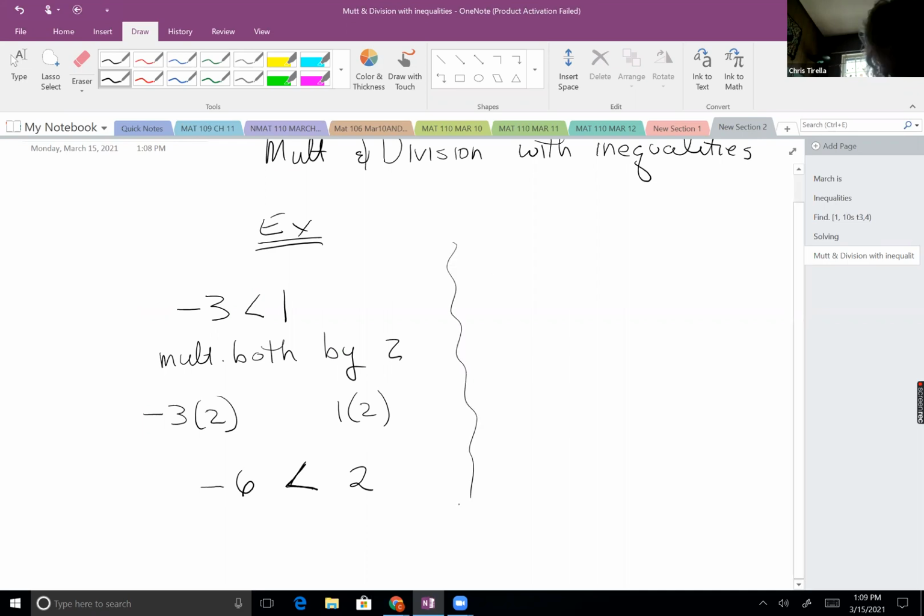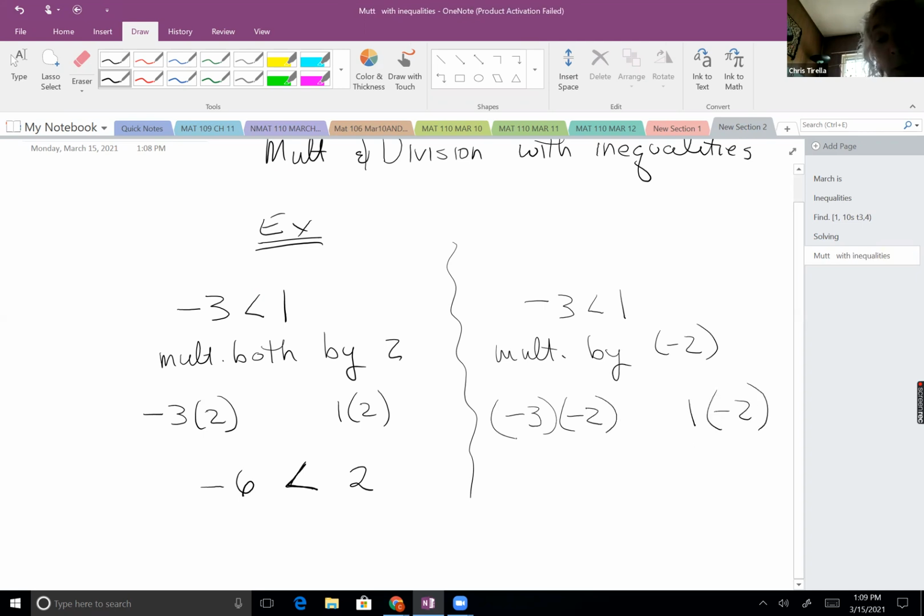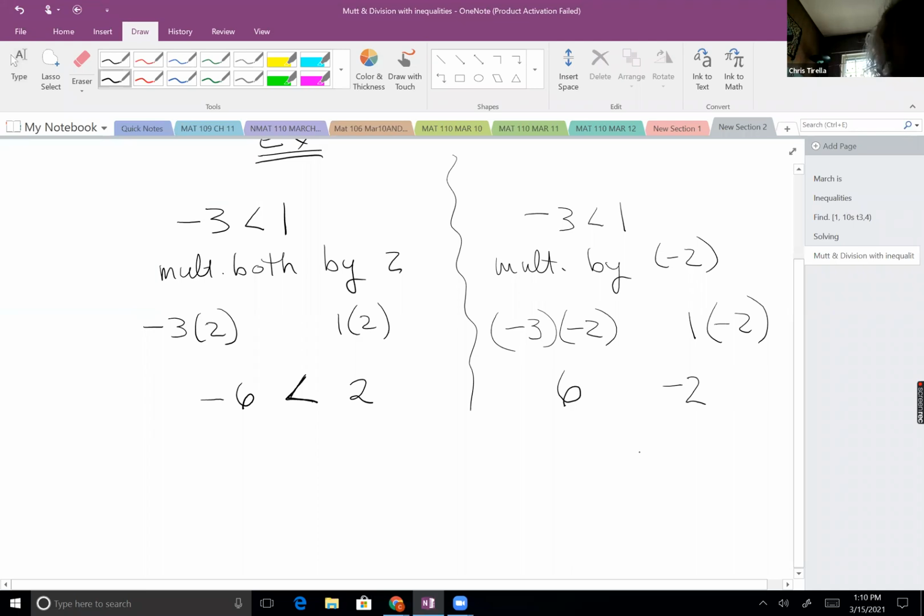However, if I started with that negative 3 is less than 1, and I multiply both sides by negative 2, well, when I take negative 3 times negative 2 and 1 times negative 2, here on the left, negative times negative is positive. Here on the right, positive times negative is negative. And now we're comparing 6 to negative 2. And positives are greater than negative.